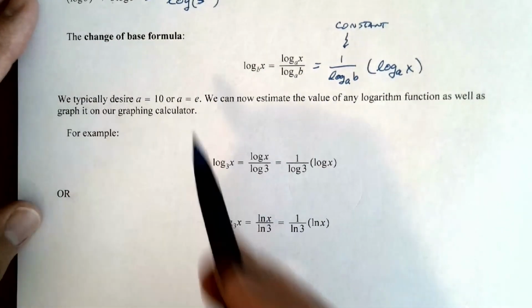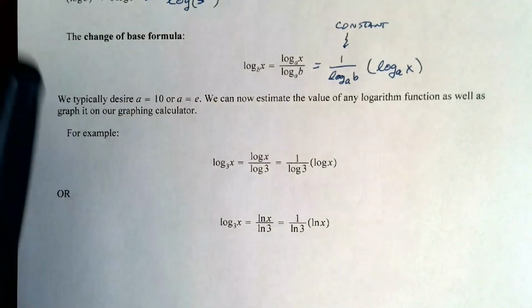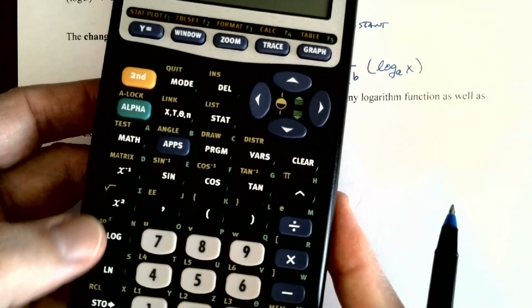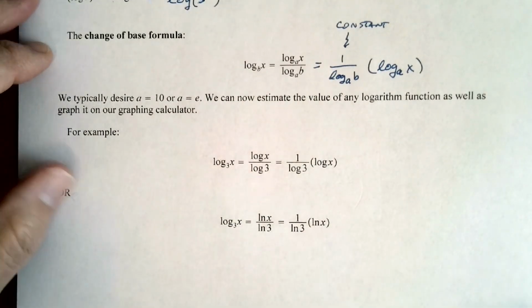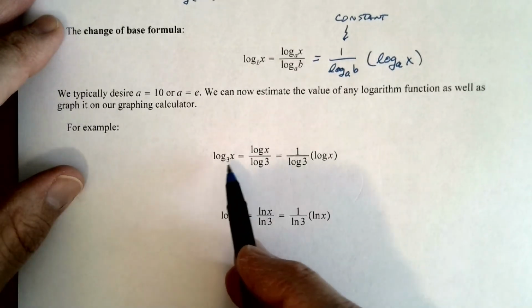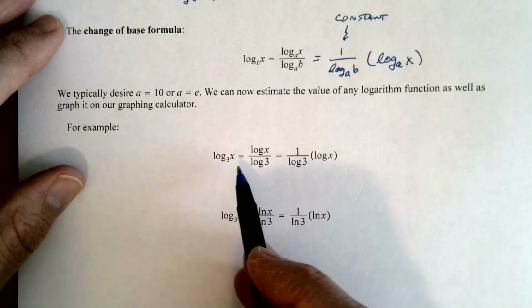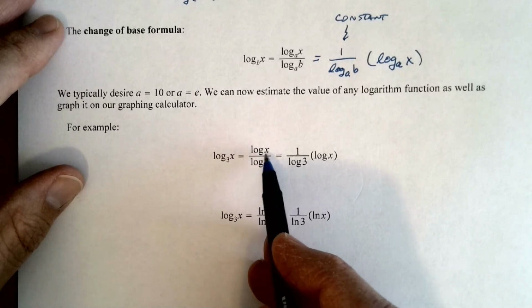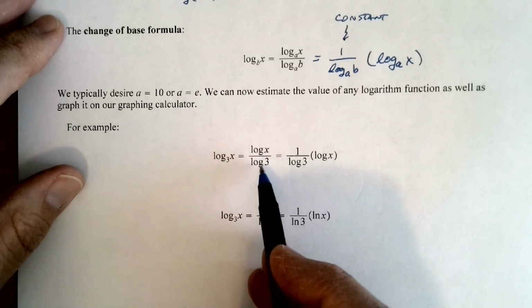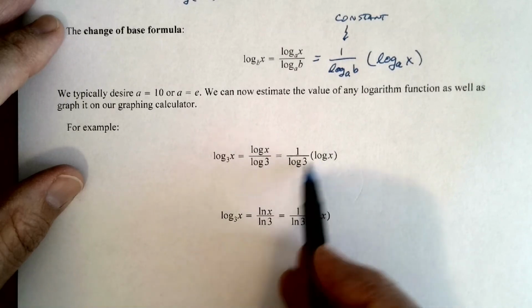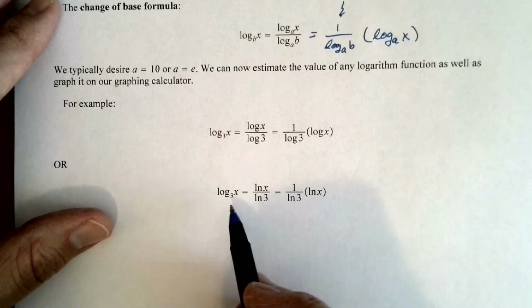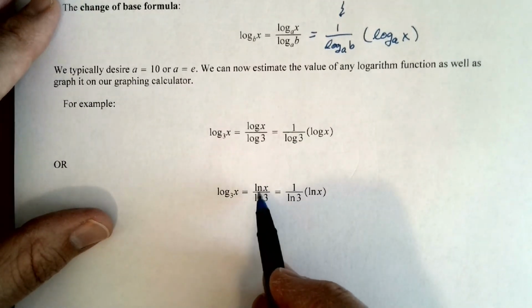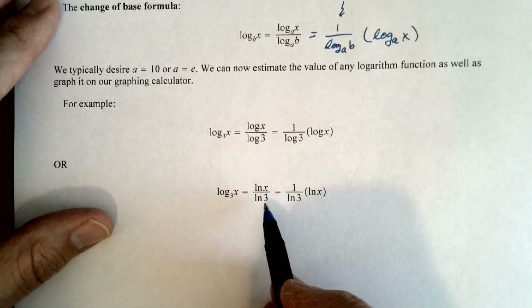Now, what do we typically desire a to be? Typically 10 or e, simply because our calculator has those bases: log base 10, and ln, log base e. So we can now estimate the value of any logarithmic function as well as graph it on our calculator. For example, if I want to graph log base 3 of x, if I choose base 10, it's log base 10 of x over log base 10 of 3, which I can write this way. So I can graph using my calculator with that. Or I can use log base 3 of x as natural log of x over natural log of 3.